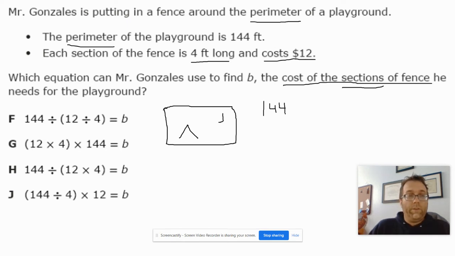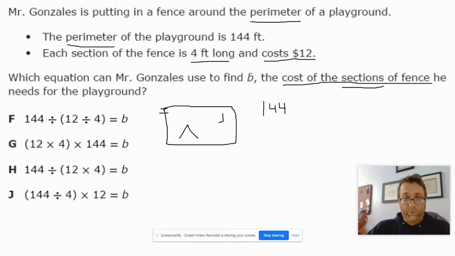Bullet number two tells us each section of the fence is 4 feet long and costs $12. Keeping in mind, a fence does not come in one huge piece. They're in sections. So for example, this spot to this spot, that is one section. That would be about 4 feet, and that one piece would cost $12. Question is, how many sections are there so we know how to find the cost?